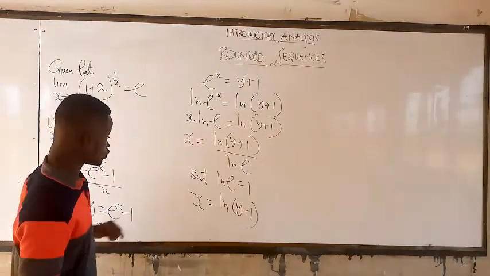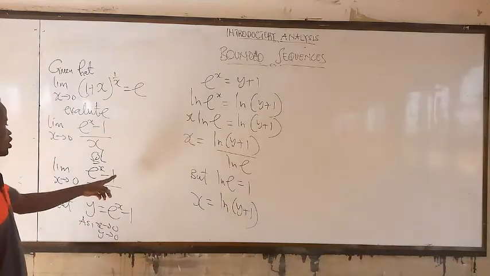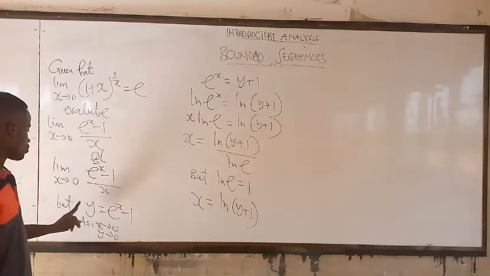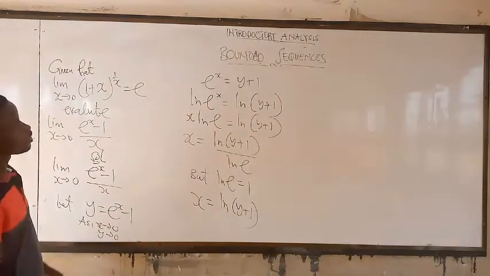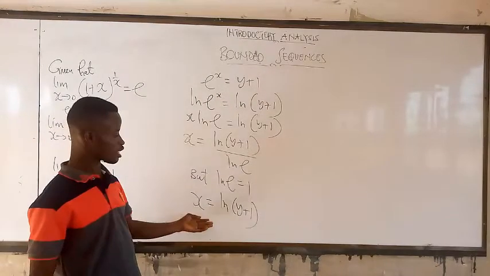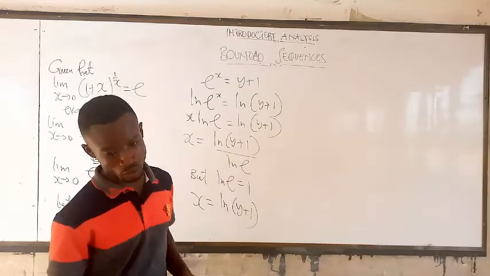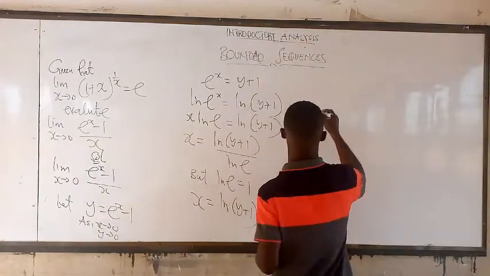Now here we are going to do substitution. That is the reason why we are doing all this. So we have here y, and here is this. The reason for taking the ln of both sides is to make s the subject, and that is what we have been able to achieve.